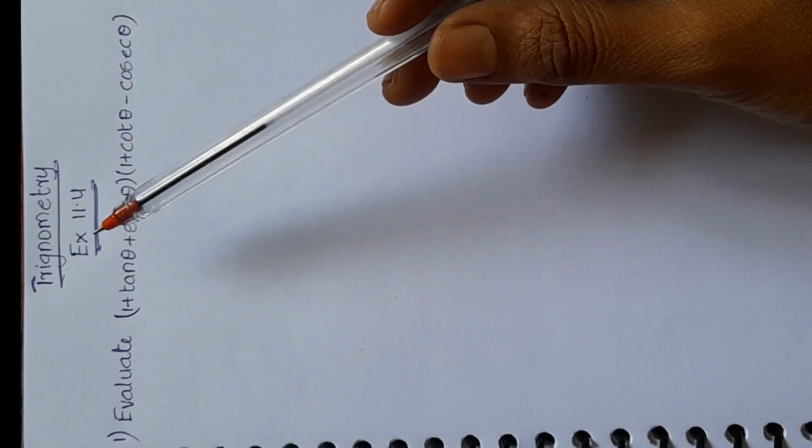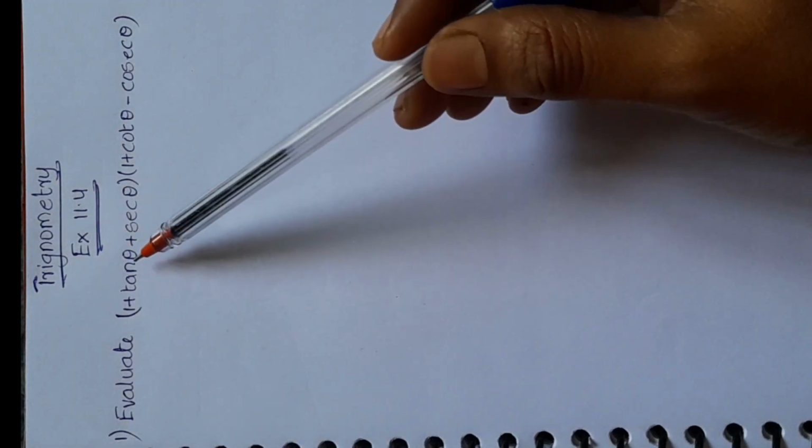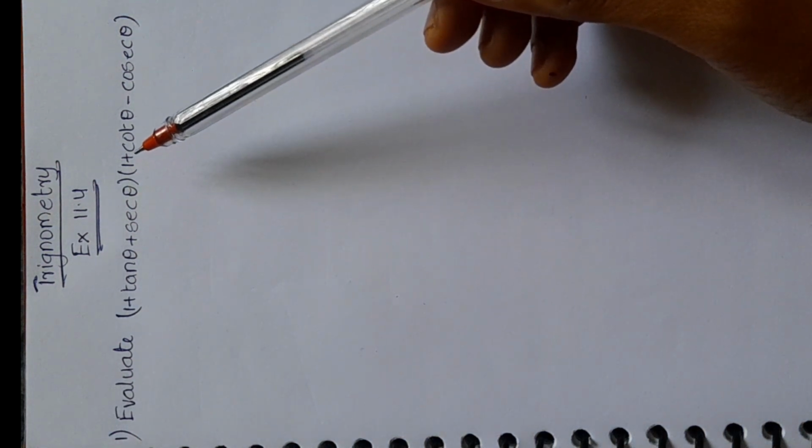Today let us discuss exercise 11.4 in the trigonometry topic of 10th class. First question is evaluate (1 + tan theta + secant theta) into (1 + cot theta - cosecant theta).